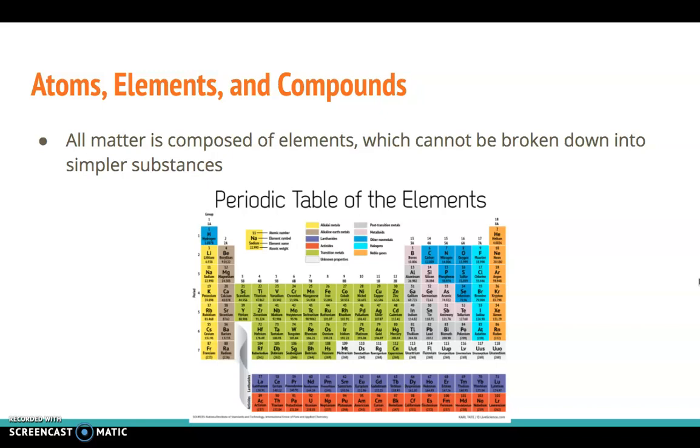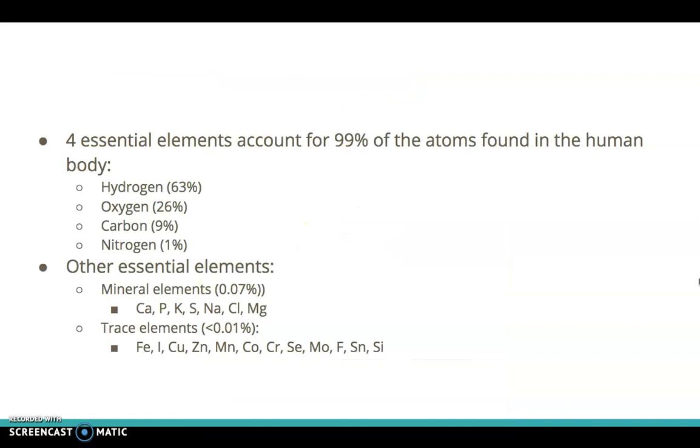Atoms, elements, and compounds. Hopefully these are all terms that you have heard of before. All matter is composed of elements which cannot be broken down into simpler substances. Matter also cannot be created or destroyed. There are 4 essential elements that account for 99% of atoms found in a human body.